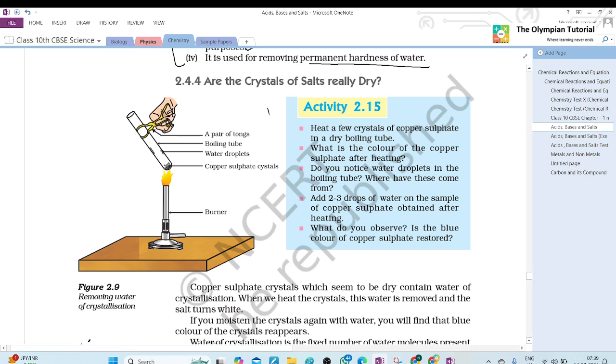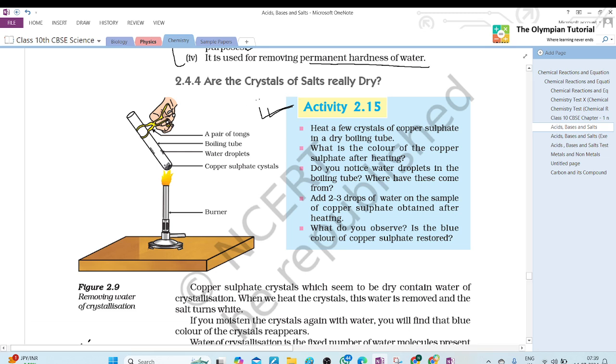Prisha, read activity 2.15. Heat a few crystals of copper sulfate in a dry boiling tube. What is the color of the copper sulfate after heating? Do you notice water droplets in the boiling tube? Where have these come from? Add 2-3 drops of water on the sample of copper sulfate obtained after heating. What do you observe? Is the blue color of copper sulfate restored?